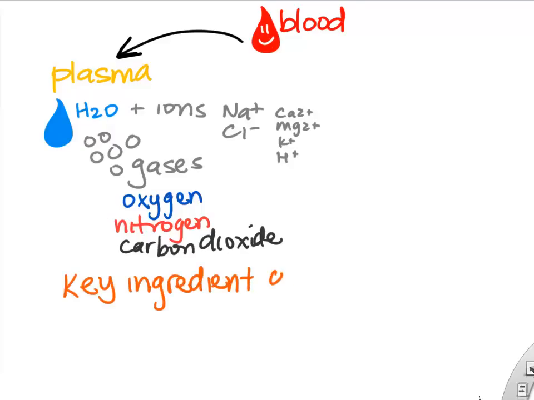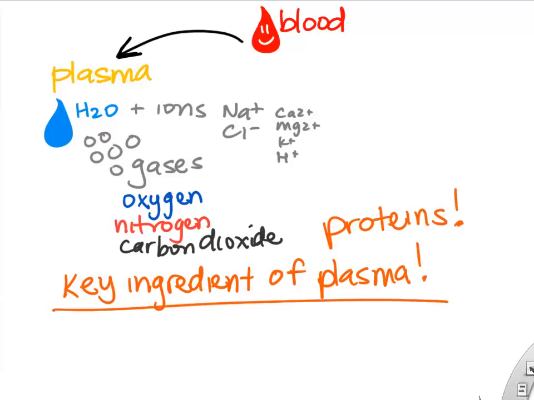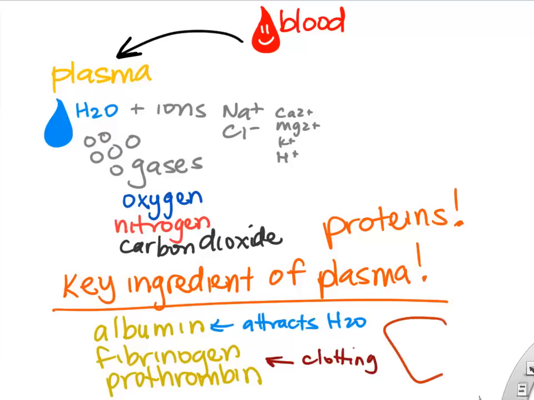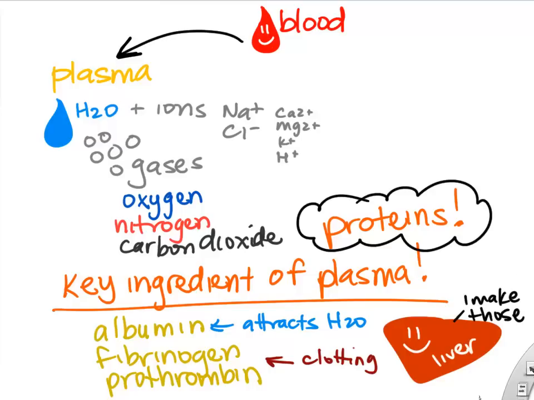Another key ingredient in plasma and in blood are these plasma proteins. So the most famous plasma protein is albumin. There are some other clotting proteins which we'll learn about. Albumin's really interesting in that it attracts water. That helps keep water inside our leaky blood vessels. And the liver makes many, probably not all, but many of our plasma proteins like albumin and the clotting proteins.